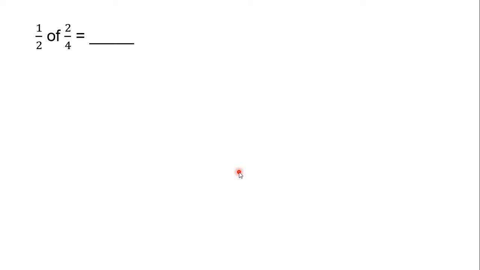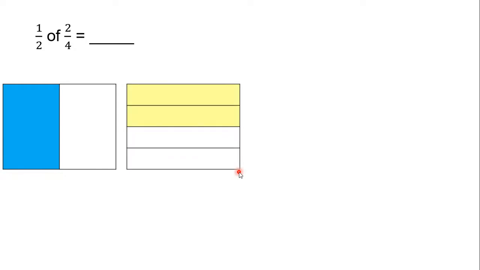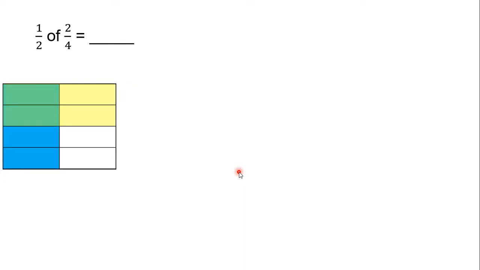Now let's try to find half of 2/4. So we're going to create a model to represent 1/2 and a model to represent 2/4. When we layer these one on top of the other, we can see that there are two parts shaded with both blue and yellow out of 8 total parts. So the answer would be 2/8. Notice 1 times 2 is 2, and 2 times 4 is 8.